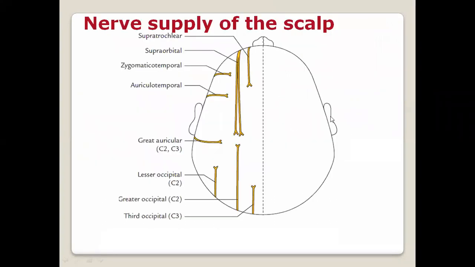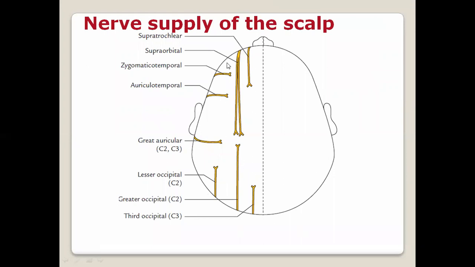You see the next picture. This is the auricle or pinna. Take the auricle as the common point. In front of the auricle, 5 nerves. Behind the auricle, 5 nerves. Of these 5 nerves, 4 are sensory, 1 is motor. And here also, 4 sensory and 1 motor.